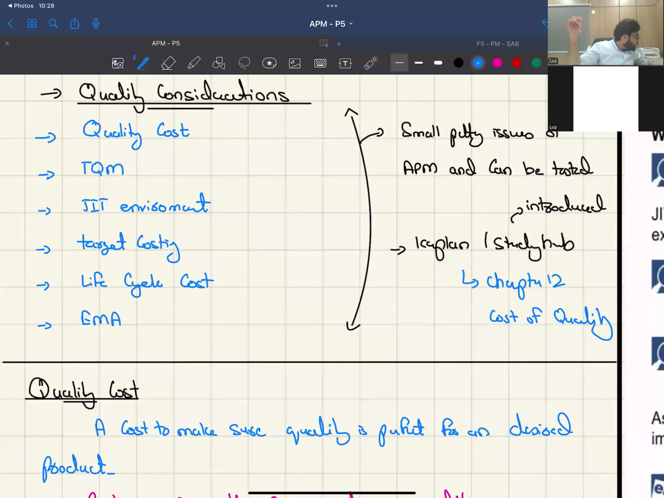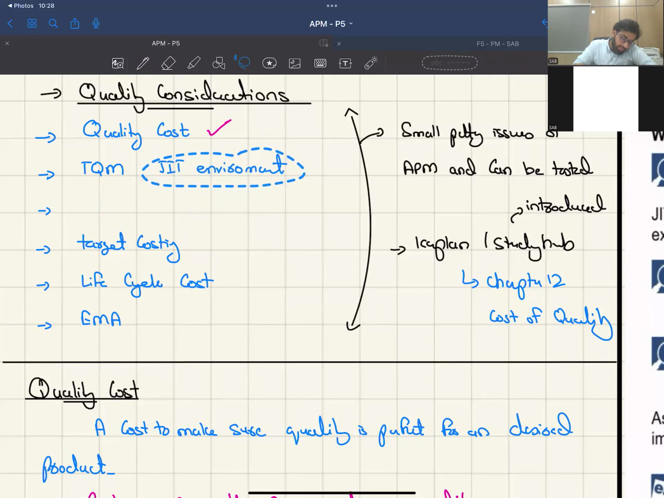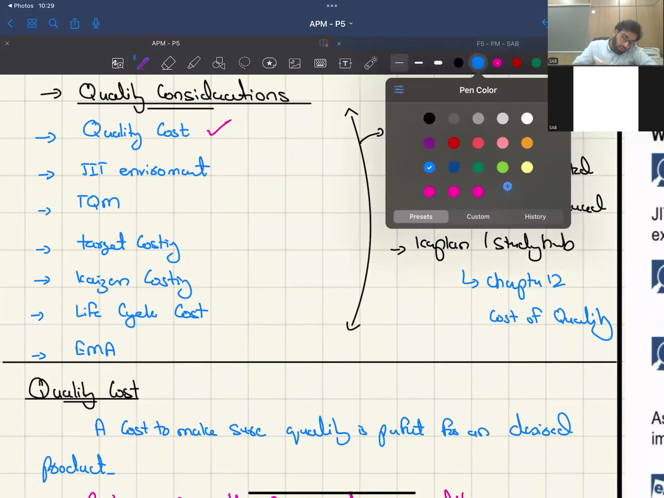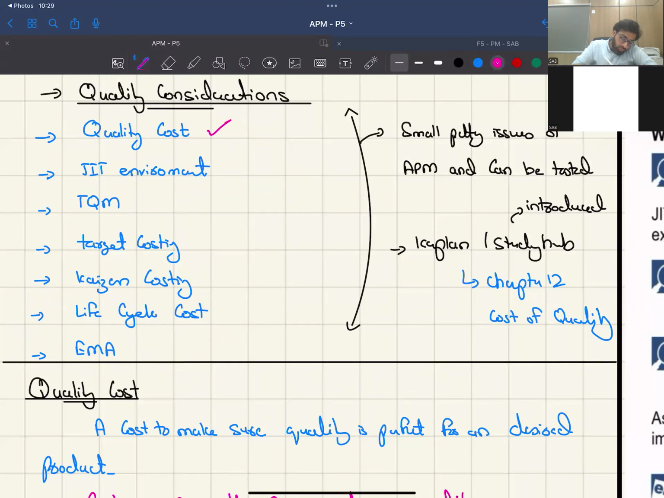I'm teaching you the extracts, but again, if you want a complete detailed review, you can read the chapter, obviously. So quality cost has been done. Next we'll be discussing the JIT environment first, as it's been guided by your book. Then we have target costing and life cycle costing. Before target and life cycle, we also have Kaizen costing, right? So this is the format that we are going to follow.